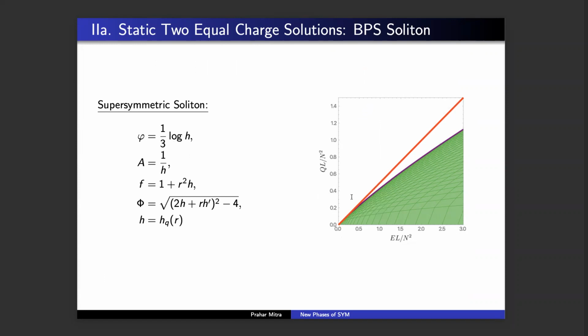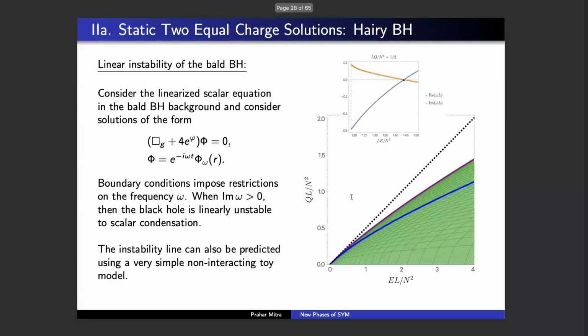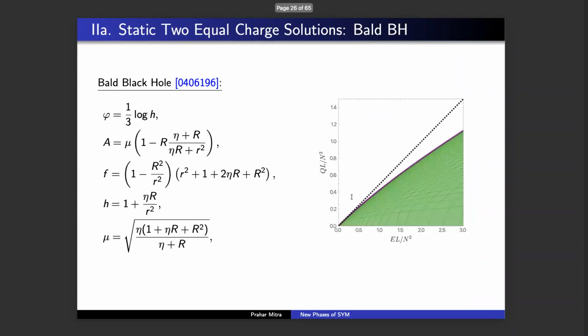Good. Okay, so now the next question to ask is, now we have charged scalars. These were black holes without any charged scalar, so this is a bald black hole. But if I turn on charged scalars, then you can have superradiant instability. So the next question to ask is, when are these black holes unstable to these superradiant instabilities?